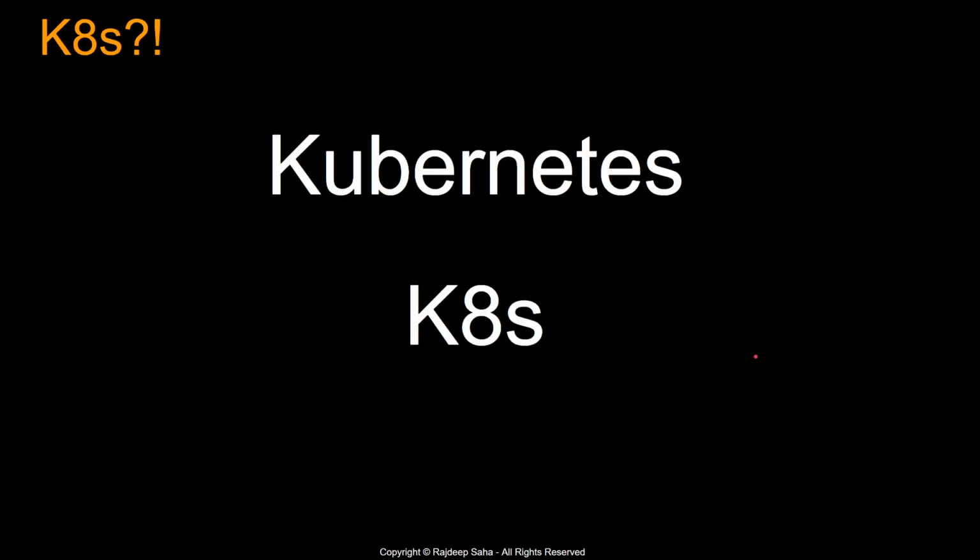So before I end this lecture, I just wanted to go over one lingo that I found confusing when I started my Kubernetes journey. A lot of times you will hear K8s instead of Kubernetes. The reason is there are 8 letters between K and S in Kubernetes. That's why sometimes people lovingly call it K8s.